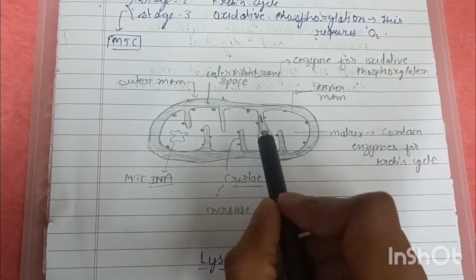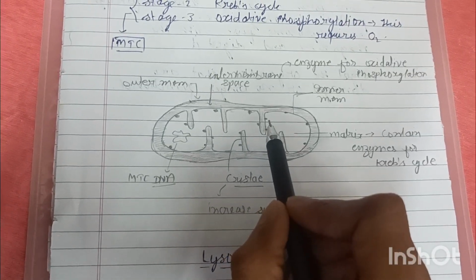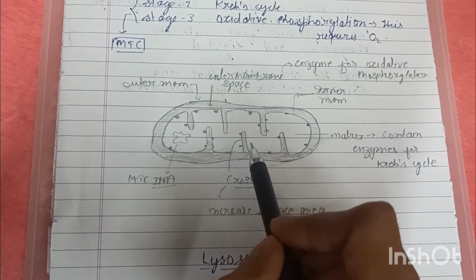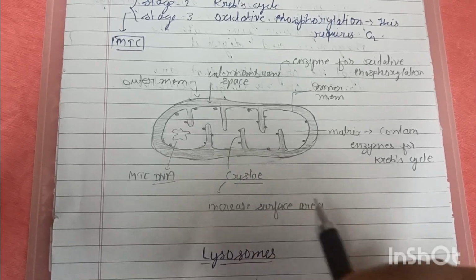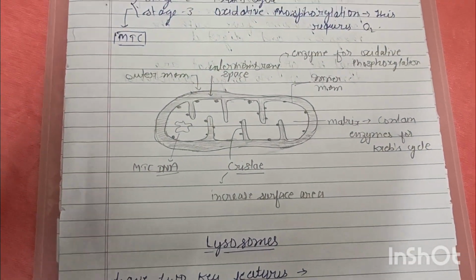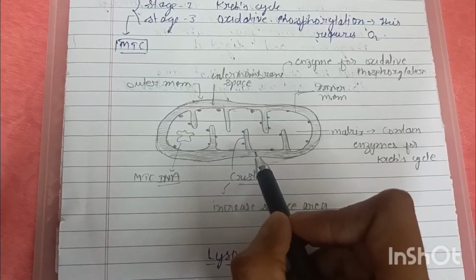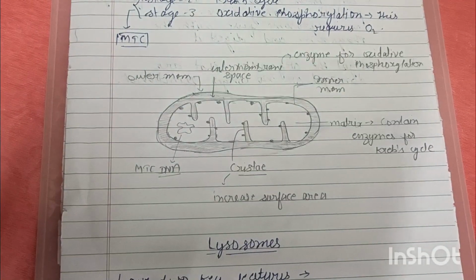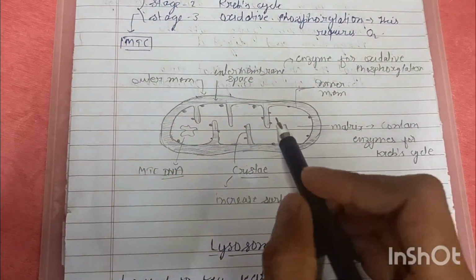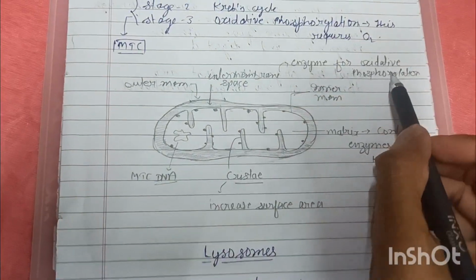Inner membrane folds inside and makes some structures which are known as cristae. What do these cristae do? Actually these increase surface area, which is quite helpful for containing enzymes which are required for oxidative phosphorylation.